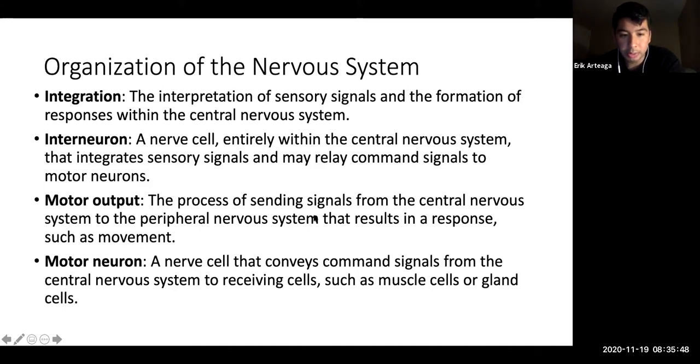Motor output is a process of sending signals from the central nervous system to the peripheral nervous system that results in a response such as movement. So again, this is going to be CNS outward. So this is me telling my hand to move or pick up or type, right? Motor neuron is a nerve cell that conveys command signals from the central nervous system, rather, sorry, to receiving cells such as muscle cells or gland cells. Okay, motor output is an action. Motor neuron is a neuron that's going to be performing that action for those muscle cells.